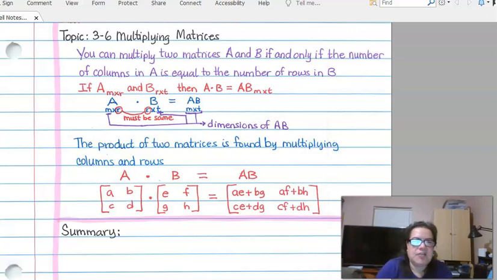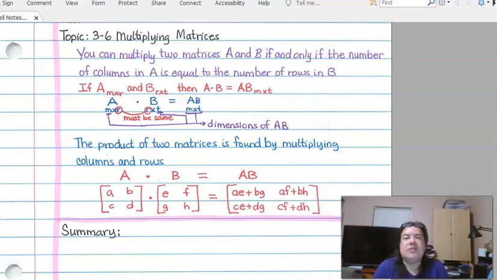So in section 3.6, we're still going to continue looking at matrices, but this is now how you multiply matrices. You can multiply two matrices, and we can label them anything you want. Usually we'll start with A and B, but you can multiply them only if the number of columns in A is equal to the number of rows in B.